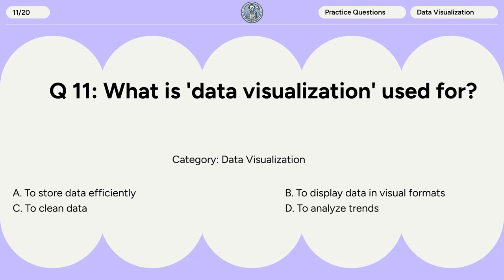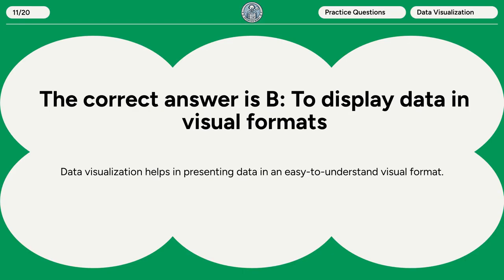Question 11. What is data visualization used for? A. To store data efficiently. B. To display data in visual formats. C. To clean data. D. To analyze trends. The correct answer is B. To display data in visual formats. Data visualization helps in presenting data in an easy-to-understand visual format.